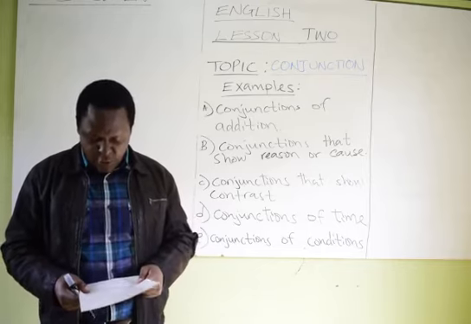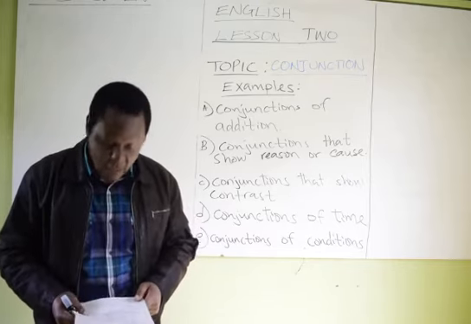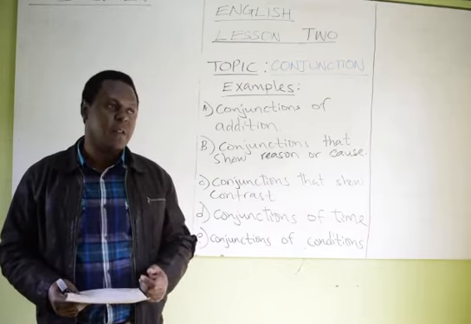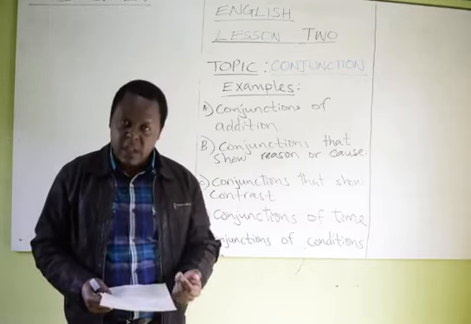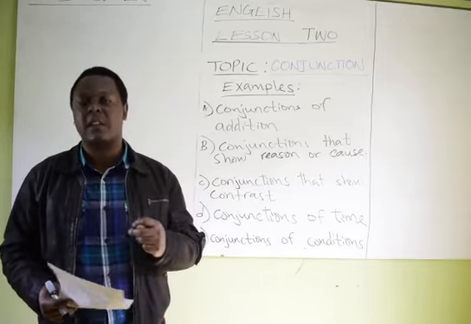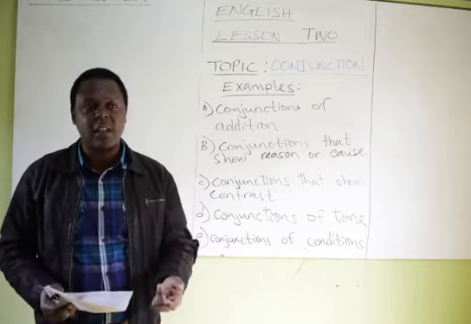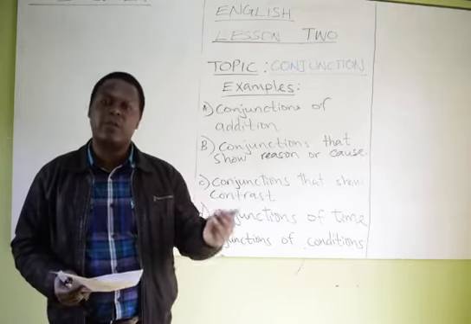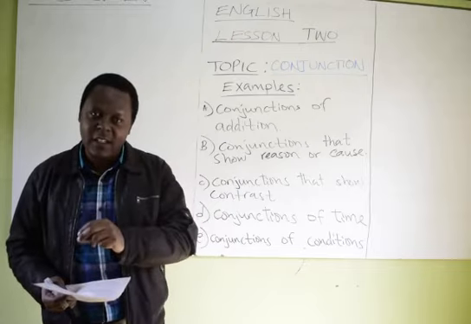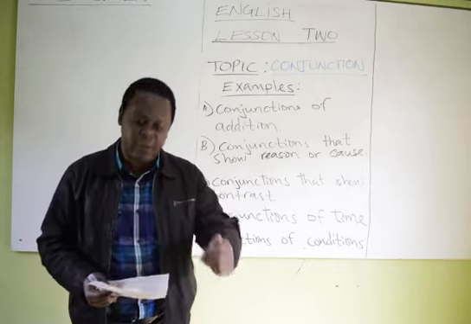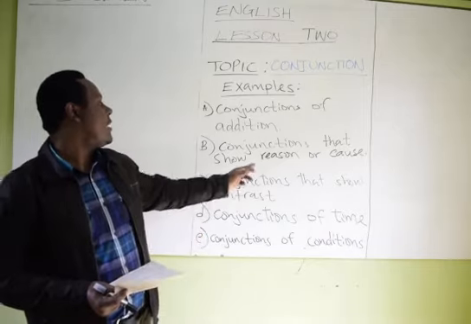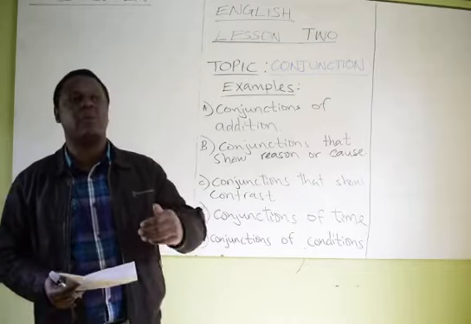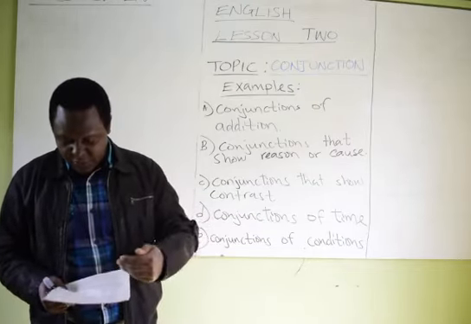Second example. Sylvia had not committed the crime. Therefore, the police released her. Let me repeat. Sylvia had not committed the crime. Therefore, the police released her. What does that mean? It means that Sylvia was set free because of not having committed the crime. That conjunction, therefore, shows reason, it shows cause. As a consequence of Sylvia being innocent, she was set free.